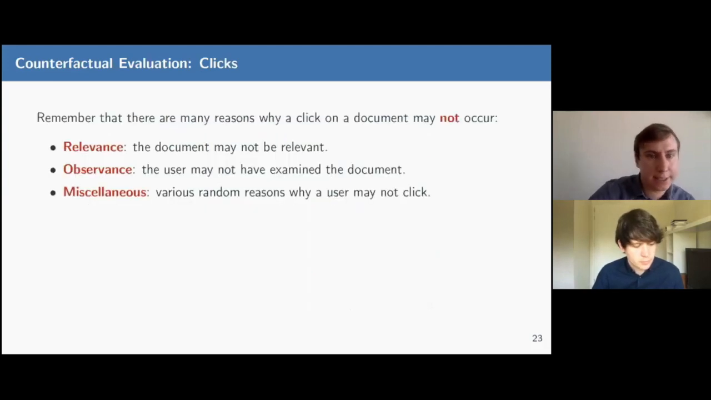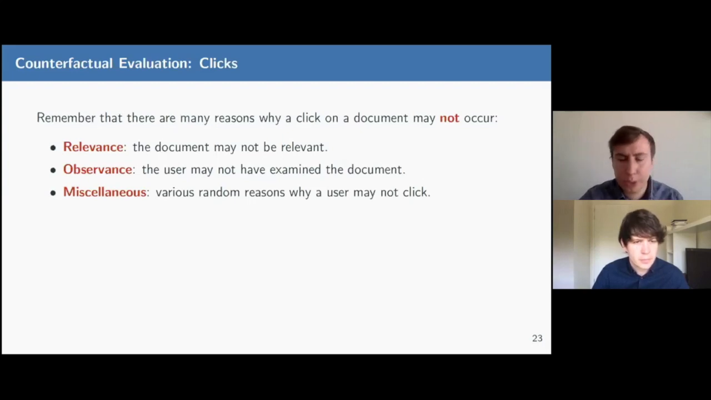So there are many reasons for this type of behavior, and many reasons why a click on a certain document in a ranking may not occur. So first reason would be relevance, right? A document may simply not be relevant. As we saw in the previous example, document 2 was not relevant, so the user did not click on it. Another important property as to why a click may not occur is observance. As we saw, the user never looked at documents 4 and 5, and as a result didn't click on them, even though document 4 was relevant, right? And there might be other random reasons why a user may not click, because of noise, or some other random reasons.